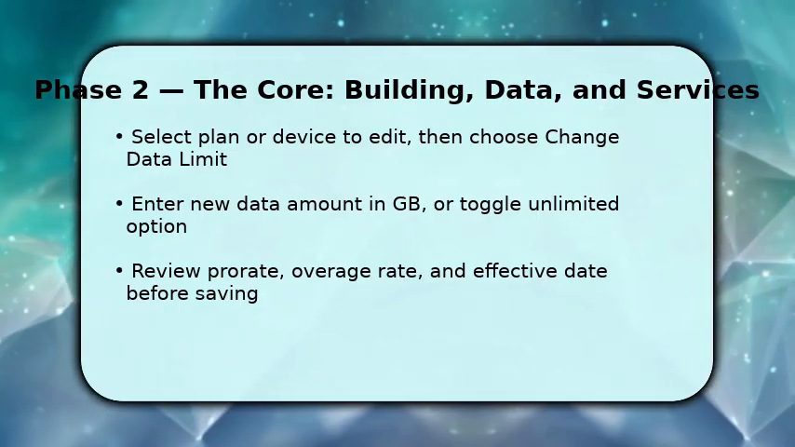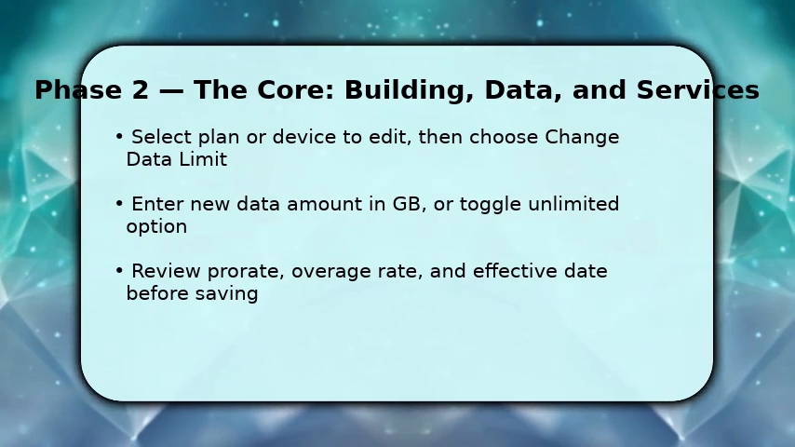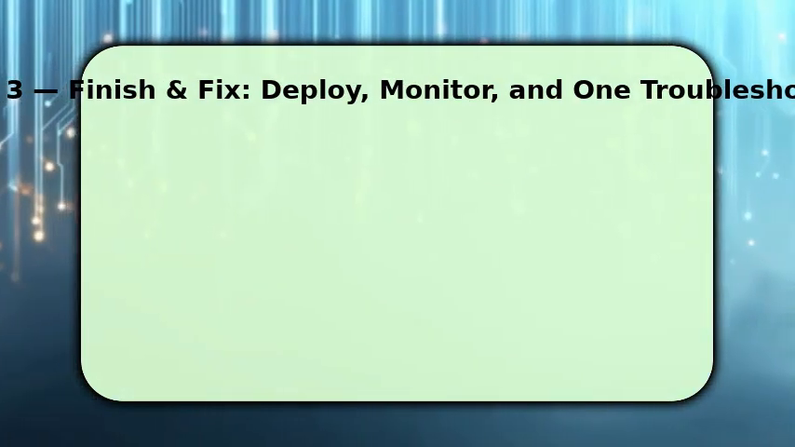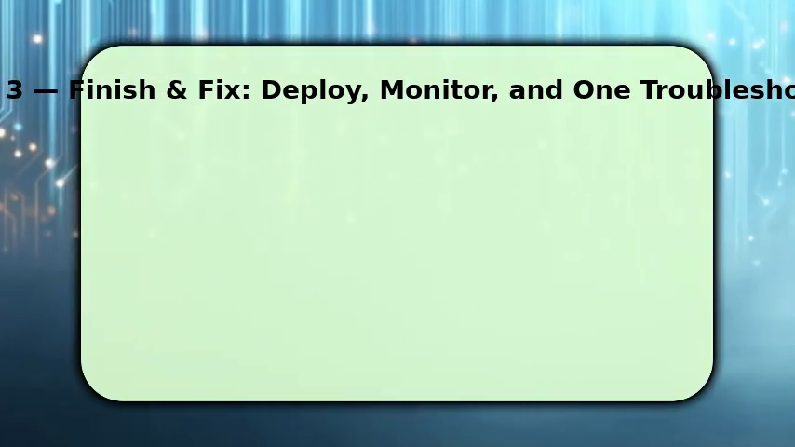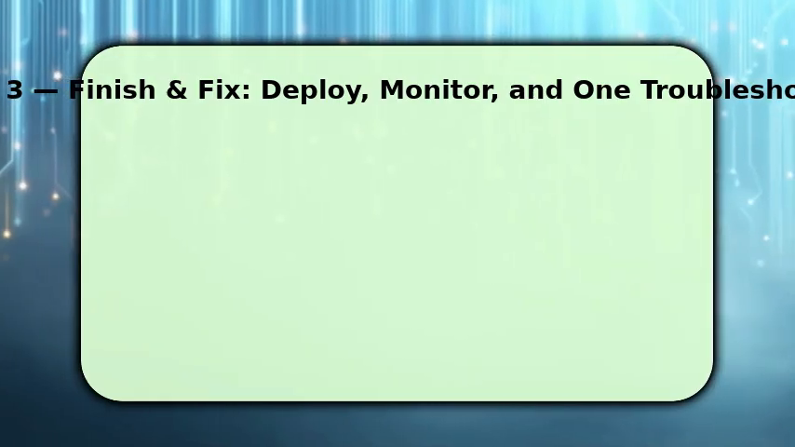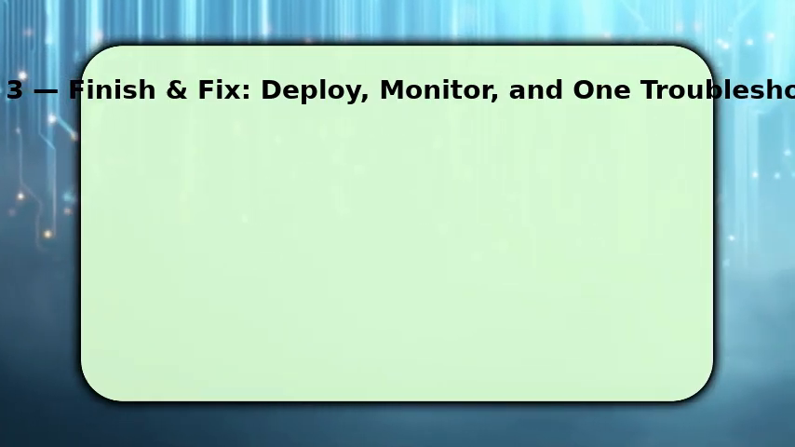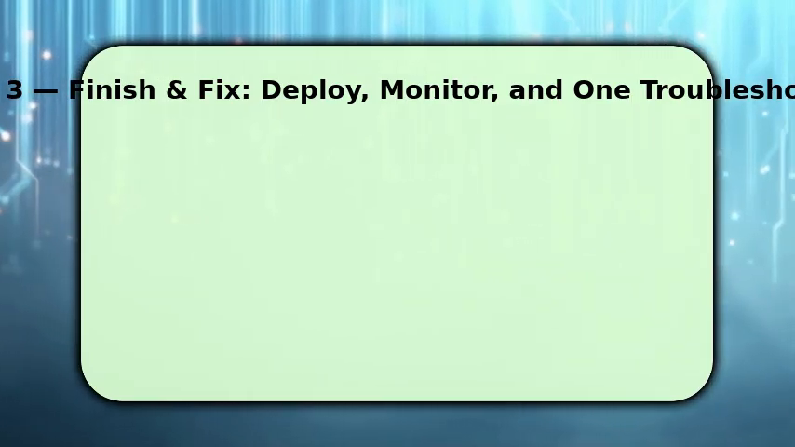The system will usually show a confirmation number. Finish by confirming the confirmation number and waiting for an email receipt. This is your proof. Then verify the dashboard reflects the new limit and enable usage alerts at 80% and 100% to avoid surprises. If the portal doesn't update, clear browser cache and retry or use the provider app.